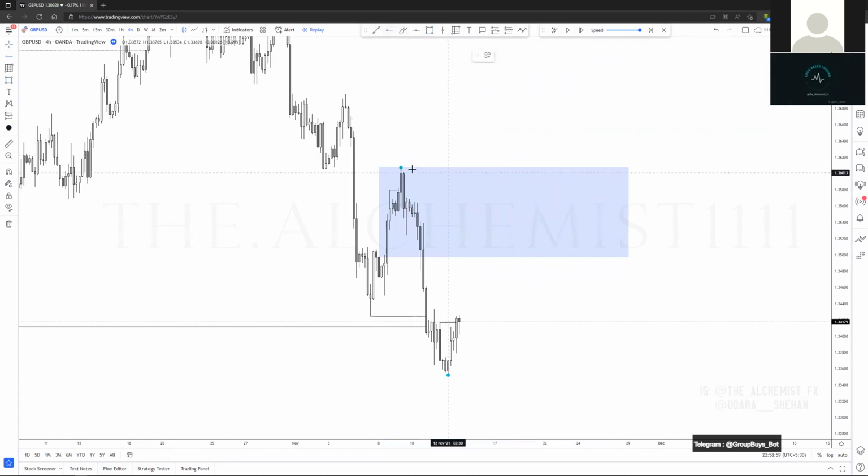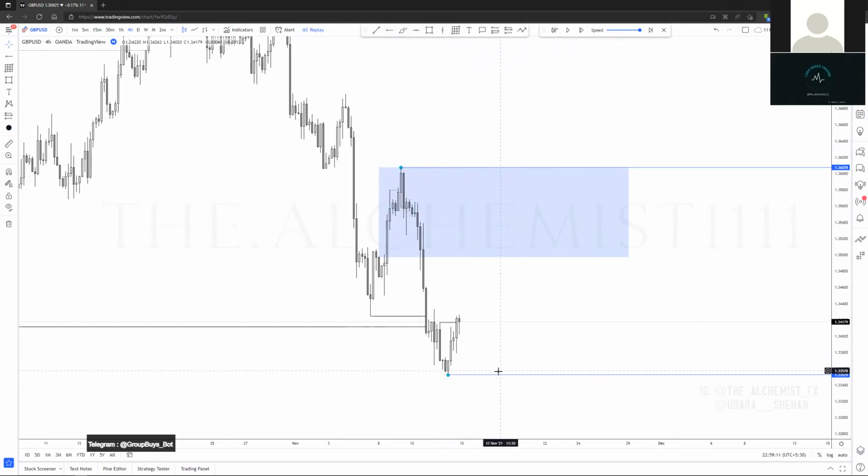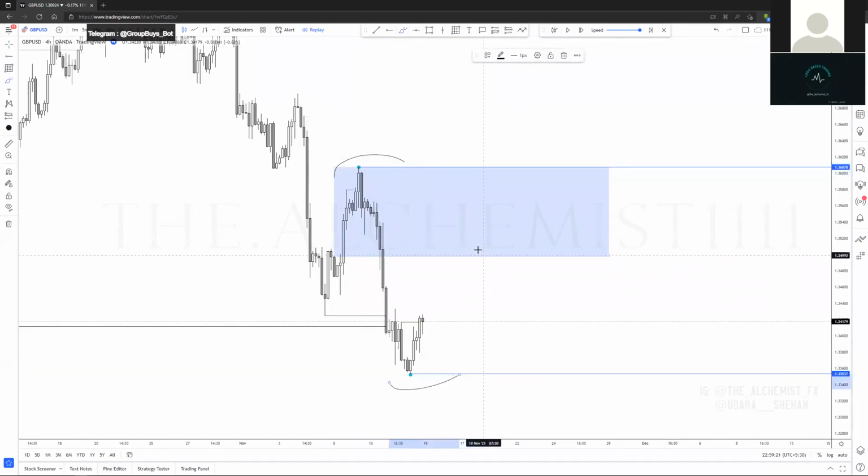Because this is a strong high, right? So before filling that imbalance, they have to go through this first. Now let's mark out the range from here to here. So there is more chance the strong high will hold than the imbalance.